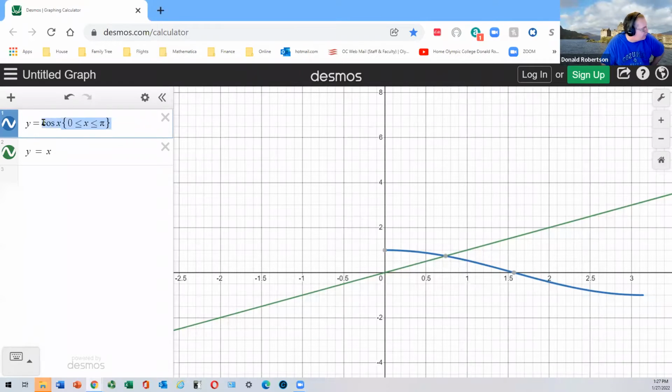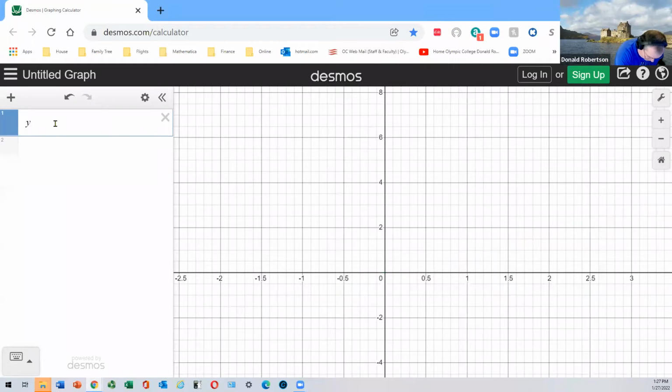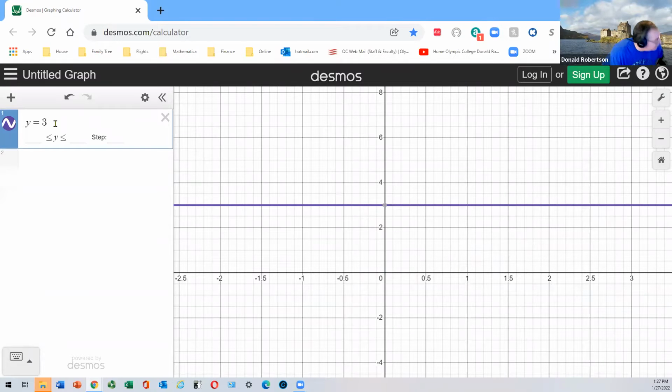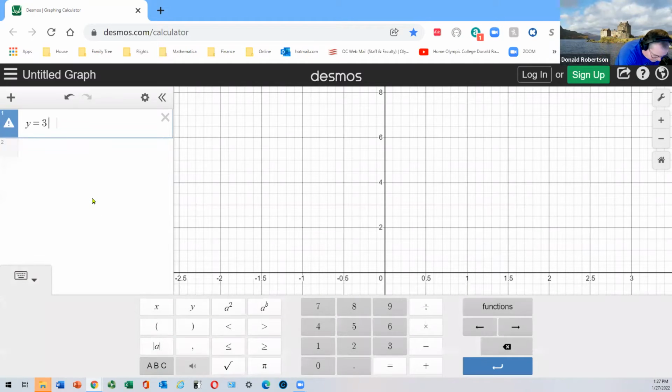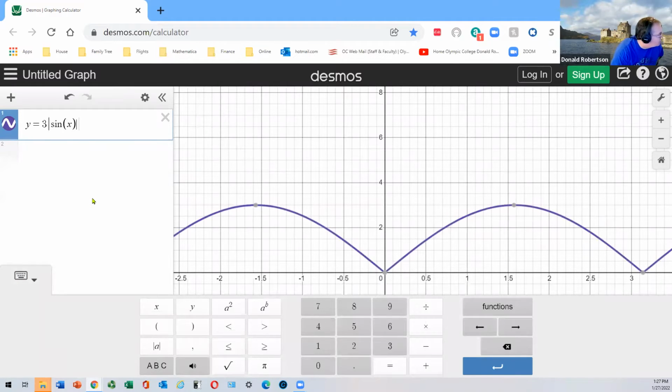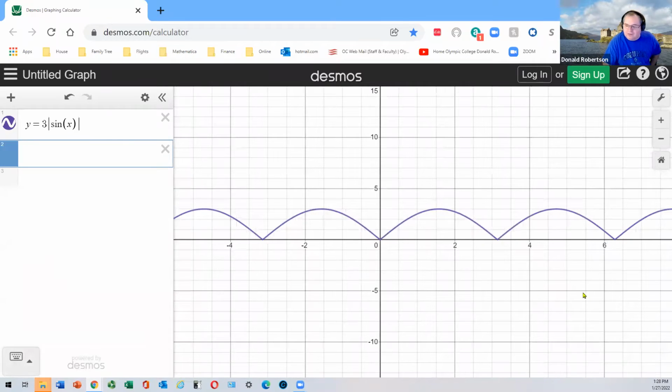Let's suppose we get rid of these two. And I would like to sketch y equals 3 times, and to get the absolute value, click on that little button. You see the absolute value? And then you can put in, in this case, just sin x. That should be enough, I hope. Yeah. Okay. Doesn't it look like a bouncing ball? I think that's everything we need on Desmos for a minute.